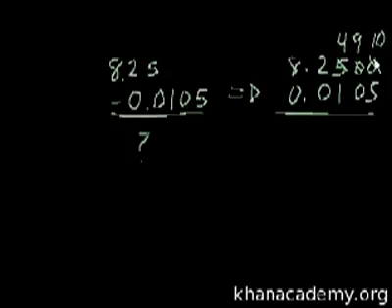Now, am I done? 10 is larger than 5. 9 is larger than 0. 4 is larger than 1. 2 is larger than 0. And 8 is larger than 0. So I think I'm ready to subtract. 10 minus 5, well, that's 5. 9 minus 0 is 9. 4 minus 1 is 3. 2 minus 0 is 2. And 8 minus 0 is 8. And I bring down the decimal point.